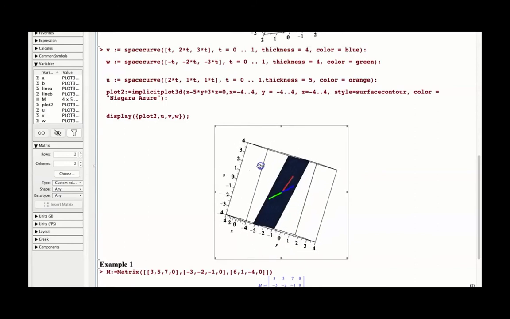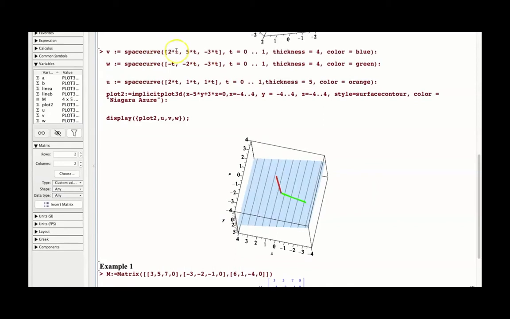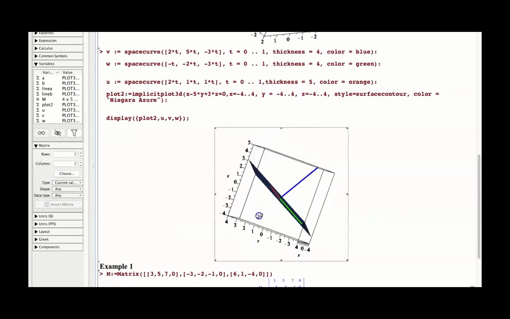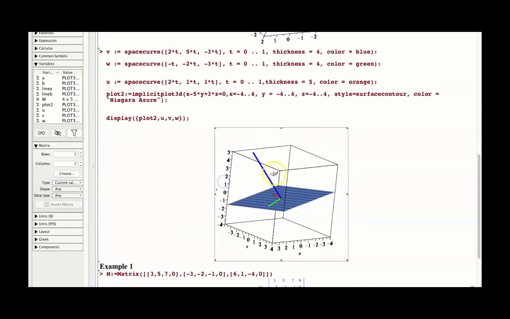And right now, you can see that v is in that plane, which means that v is a linear combination of u and w. So we're asked, can we get v out of that plane so that it's not a linear combination of u and w? Let's make a change. I'm just changing v to 2t, 5t, maybe -3t. And then I'm going to look, and yes, v is out of the plane, which means that v is not in the span of u and w.